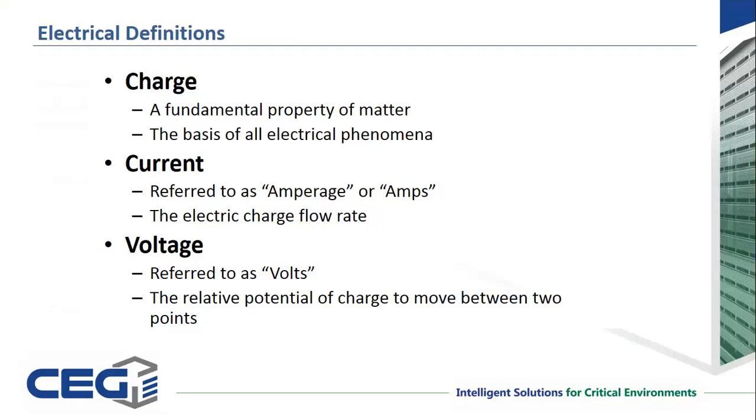The voltage, we represent it as volts, and that's the potential. That's how much of this we want to move. And the current is how fast we're going to move this charge across a wire. So we talk in the context of amps when we're referring to current. We talk in the context of volts when we're referring to voltage.